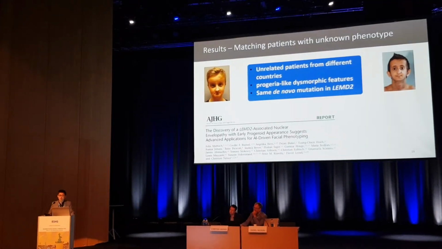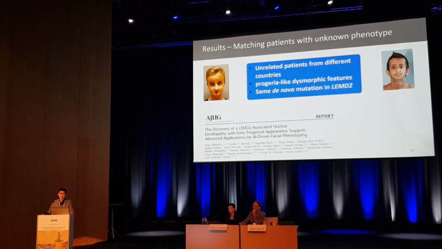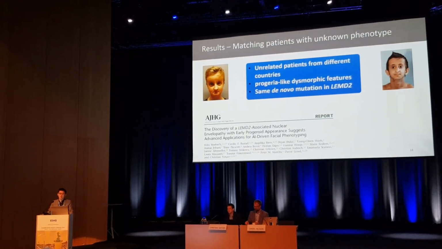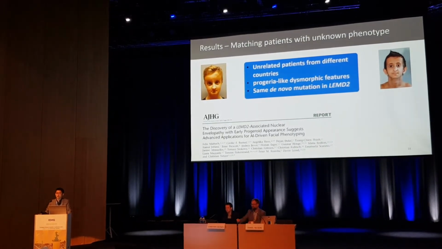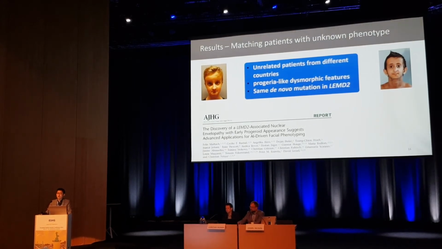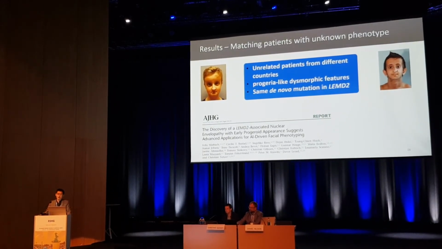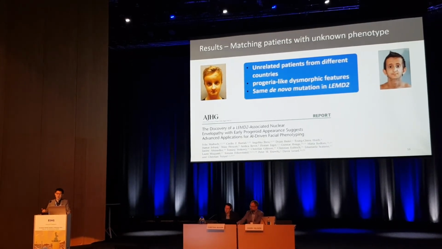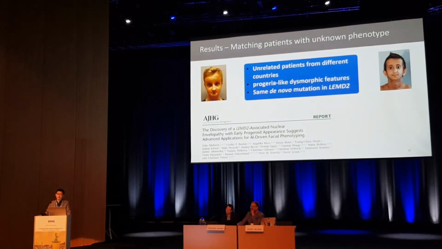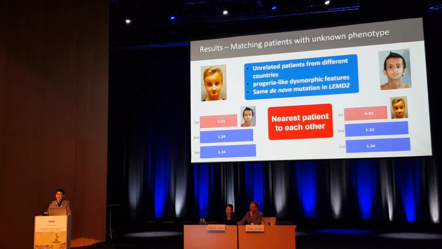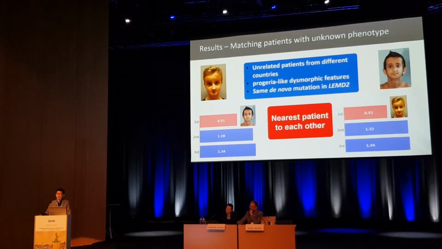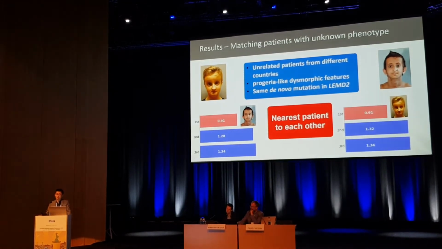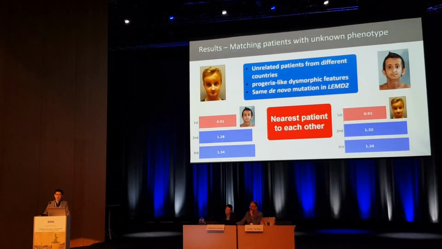And moreover, I would like to introduce the facial analysis we performed in a recently published paper from our collaborators in Cologne. These are 2 unrelated patients with unknown diagnosis from 2 different countries. They both have Bulgaria-like dysmorphic features and later were identified with the same de novo disease-causing mutation in the LEMD2 gene. Originally, these 2 patients were matched by GestaltMatcher. In our analysis, we found that these 2 patients are each other's nearest patient in the space. So it means that we could also utilize GestaltMatcher to match these 2 patients by the facial photos in the space.